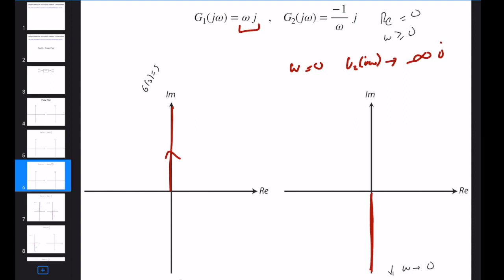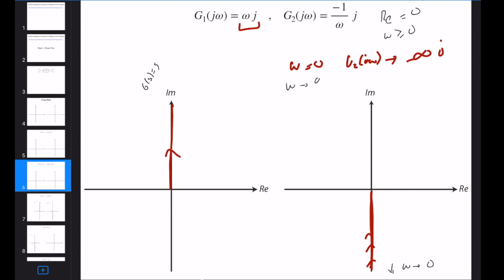So we are coming from negative infinity. And when omega is going to infinity, G2 of j omega is going to 0 because of this. So at infinity, we will be here. In this part, omega is equal to 0. Now, the origin is infinity. Okay, so it's very simple.